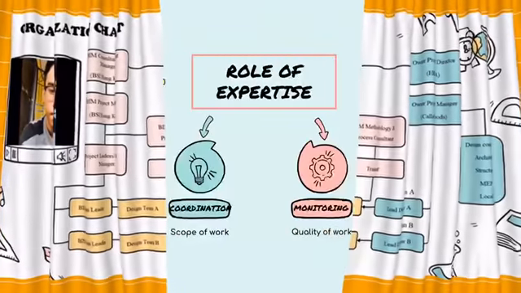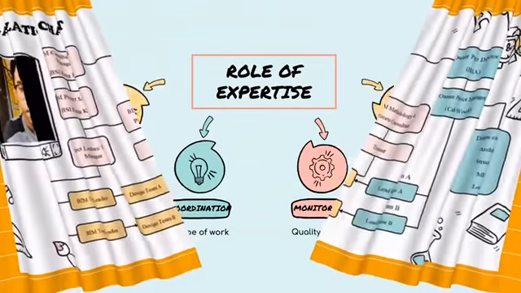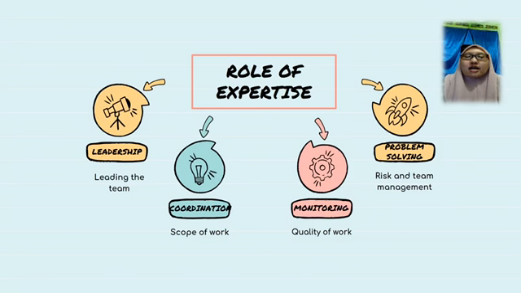Okay, I will proceed with the role of expertise. To be a good and qualified project manager in the project management process, there are certain criteria that should be fulfilled. Firstly is leadership. A project manager should know how to lead the team, which is how to organize a good project team. Secondly, coordination, which is that the project manager knows the scope of work that is needed during the project management process.